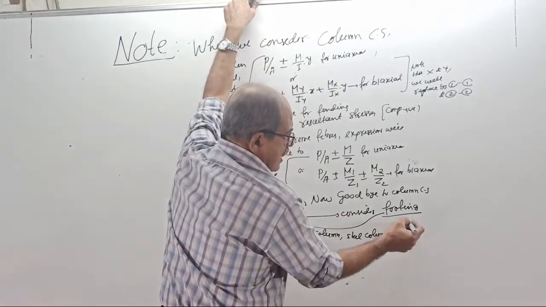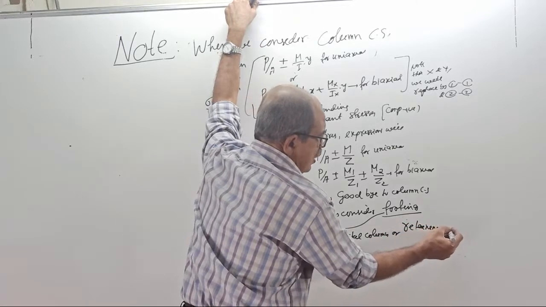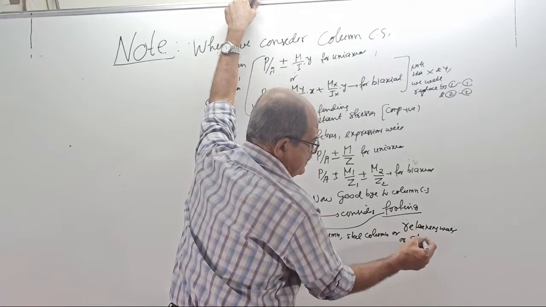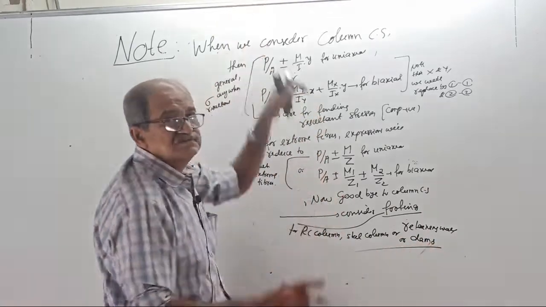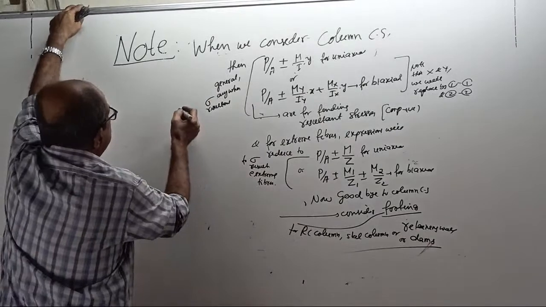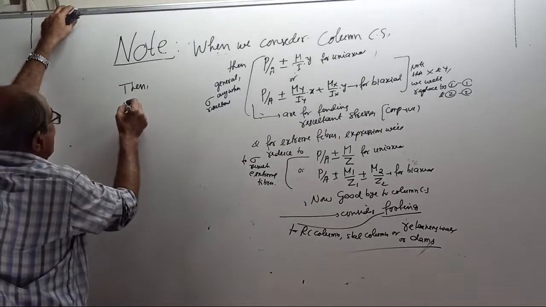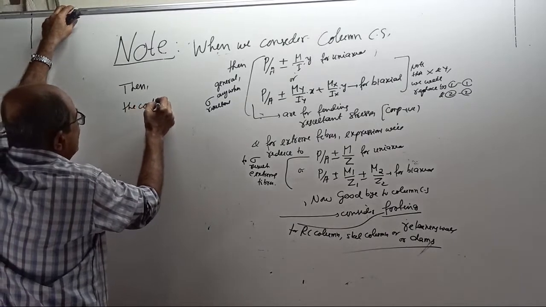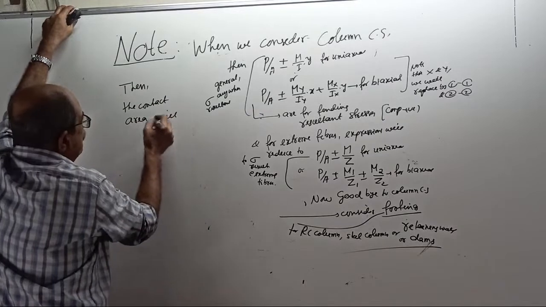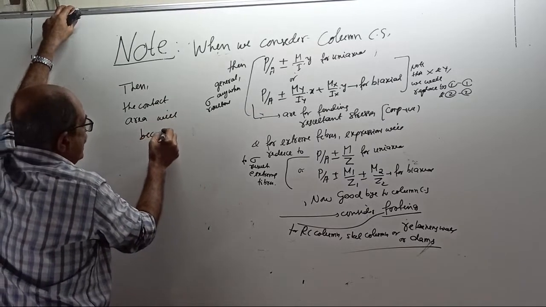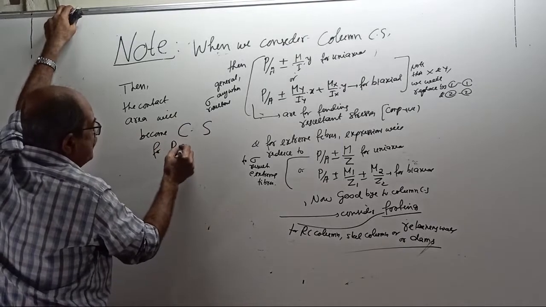Or what? A retaining wall, or dams, anything. Then tell the answer. The contact area will become the cross section for P and M. See, correct, clear.